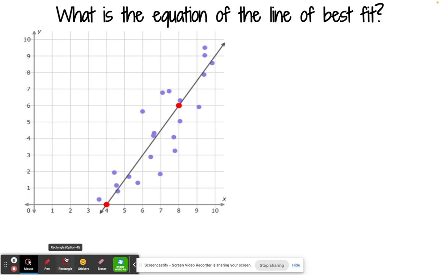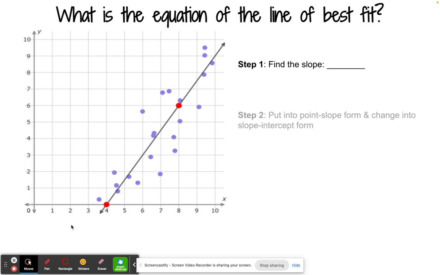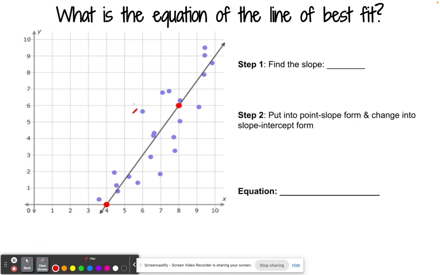What's the line of best fit for this? I have 2 points on the line marked. To make it easier, I want to find my slope, put it in point slope form, and then write an equation. So my slope, this one has a positive slope. On my slope triangle here, I go up 1, 2, 3, 4, 5, 6 and over 1, 2, 3, 4. So my slope is 6 over 4, which is the same as 3 over 2. So my slope is 3 over 2.